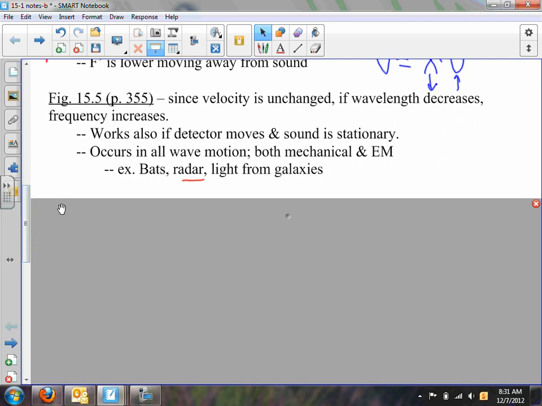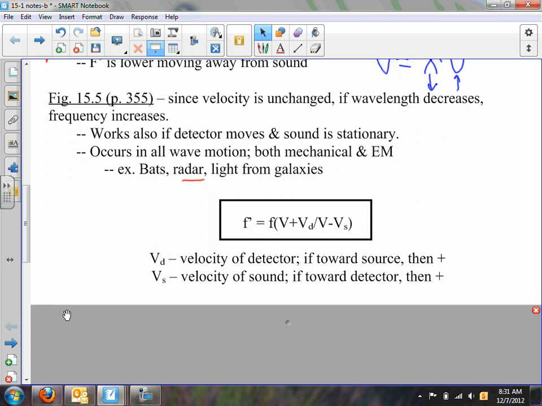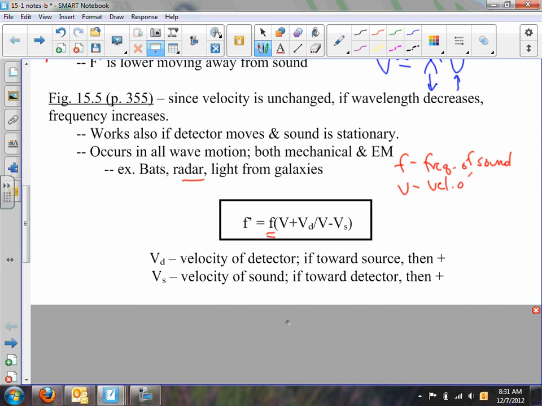Now there is an equation to calculate this apparent frequency. This f stands for the original frequency, so that would be just the frequency of the sound that's being emitted. v is the velocity of sound, which is typically 343 if you're at 20 degrees.